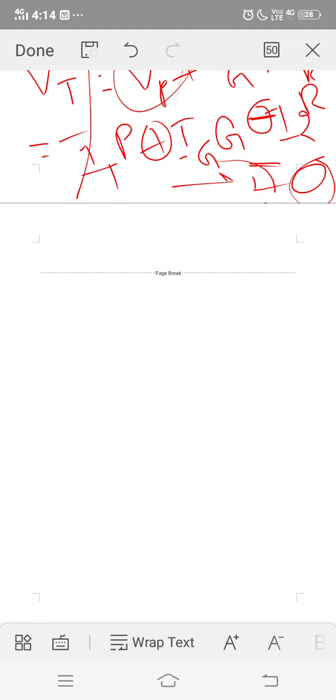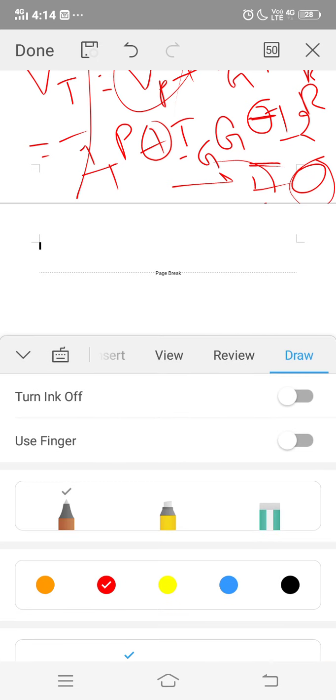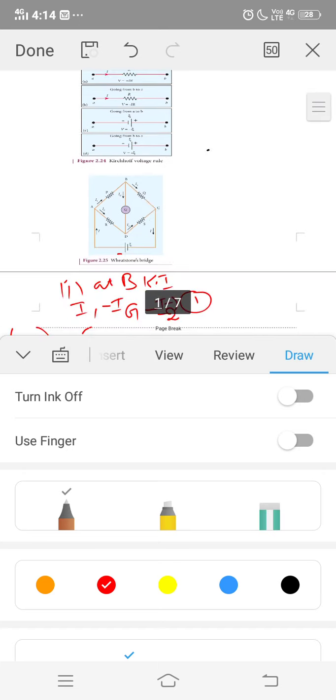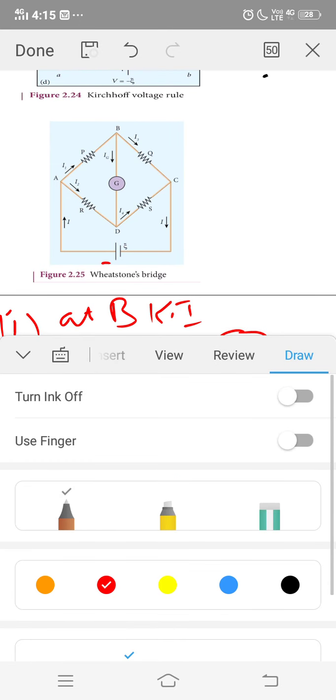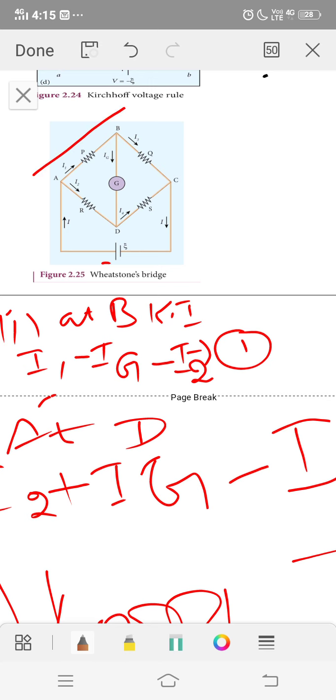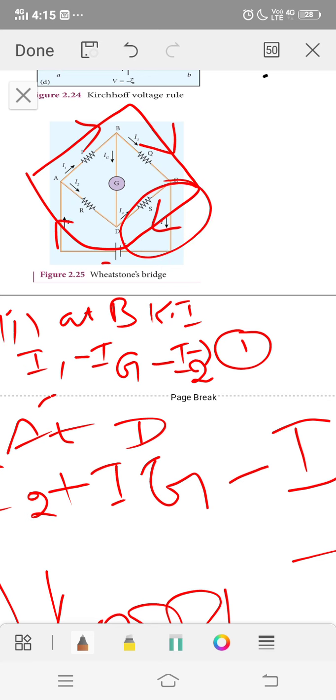This is one of the loops where we are applying the Kirchhoff voltage rule. The next thing, we apply the Kirchhoff voltage rule to the loop ABCDA. So we are just applying the voltage rule. Here the direction is in this direction, so both these directions and all are opposite to that.